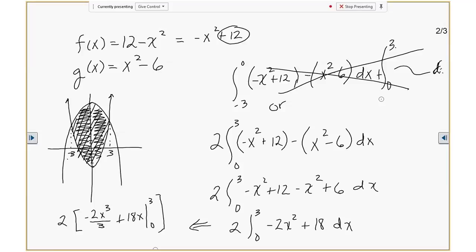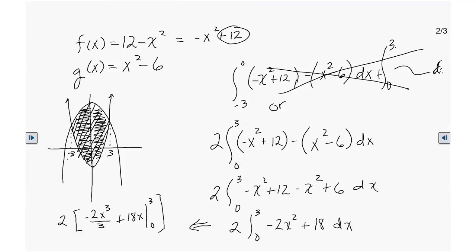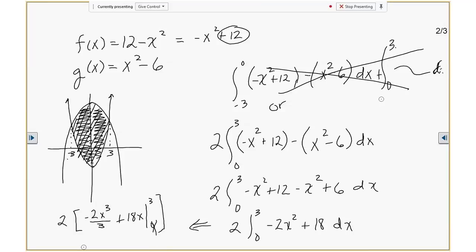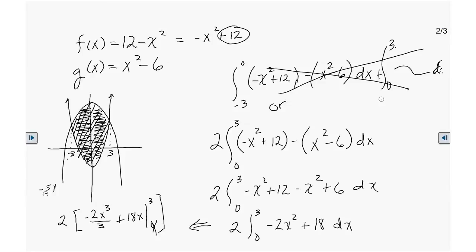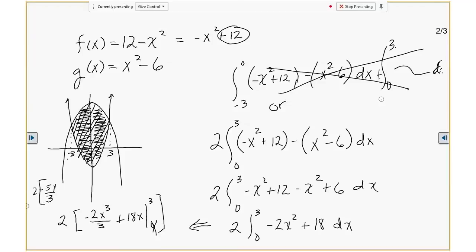0 comes out to be 0. So now we just got to worry about the 3. 3 cubed is what? 27? 27 times 2 is 54. Negative 54 over 3. Plus 18 times 3, which is 54. We need it to be in terms of 3, so that'd be 162 over 3.